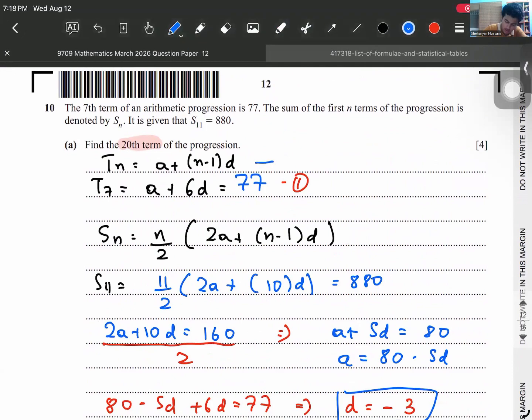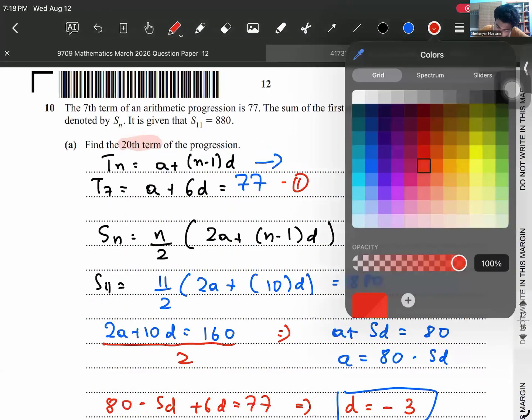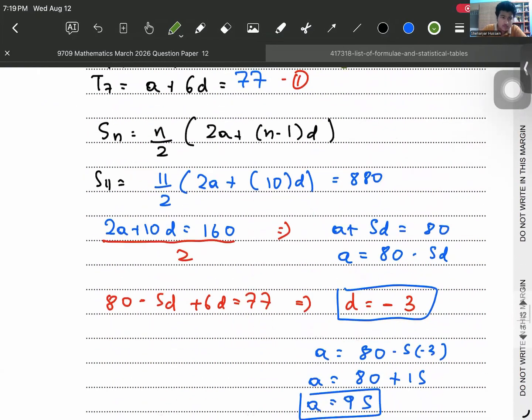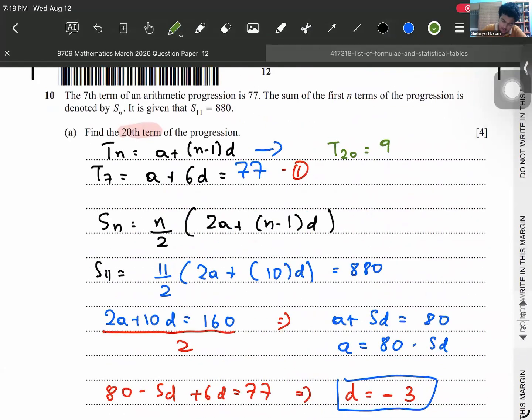Using this formula over here, what do we get? T20 equals, the value of a is 95, 95 plus, this is 20, so 19 times negative 3. Plugging this into the calculator, we get 38. And that is the final answer.